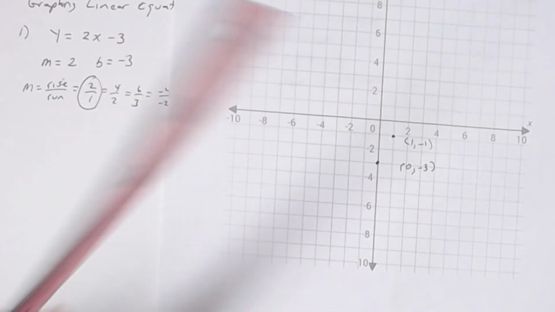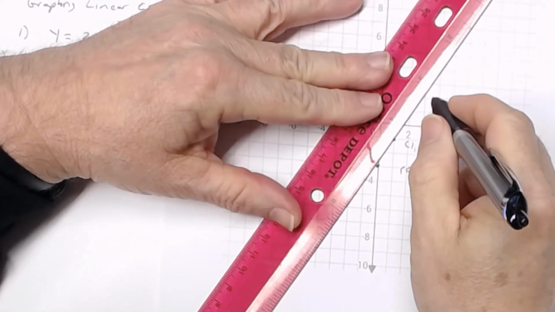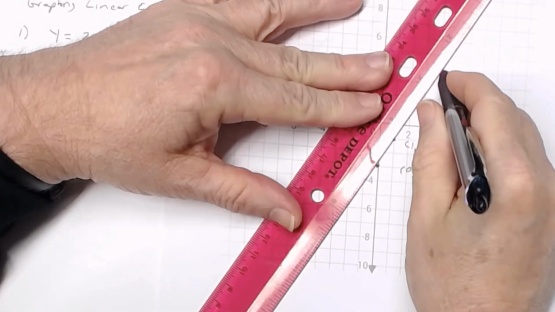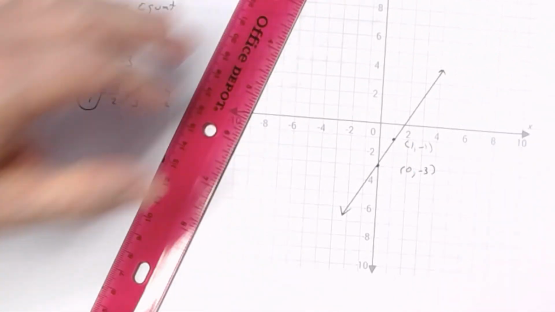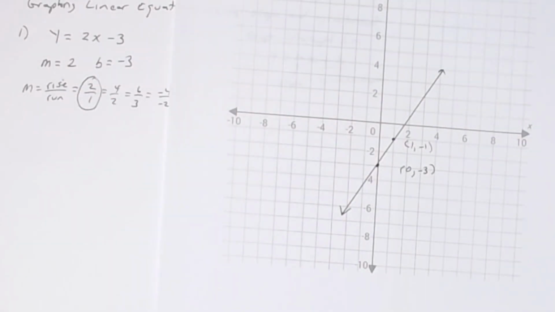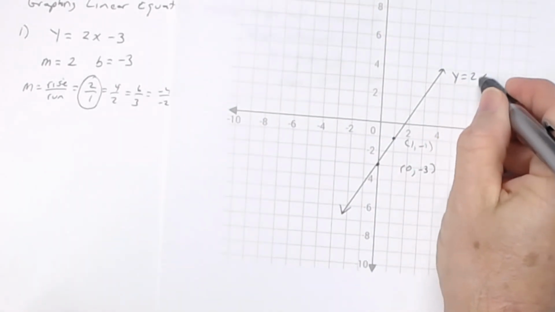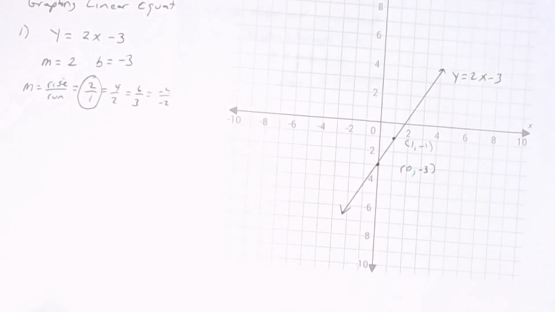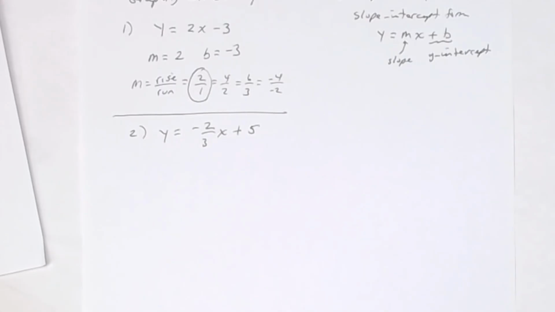All right, so you would do this. You'd use a straight edge, and that line goes through those two points, and make sure you draw your arrows. And that's it. So that is the graph of the line y equals 2x minus 3 using slope and y-intercept. All right, let's look at another problem.